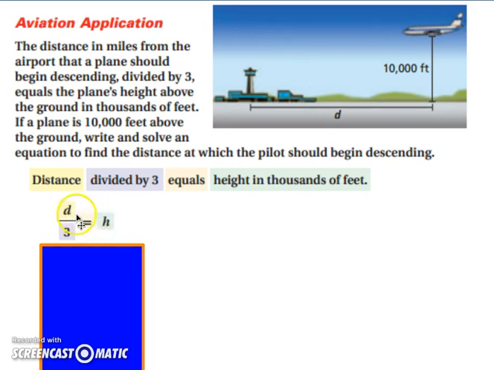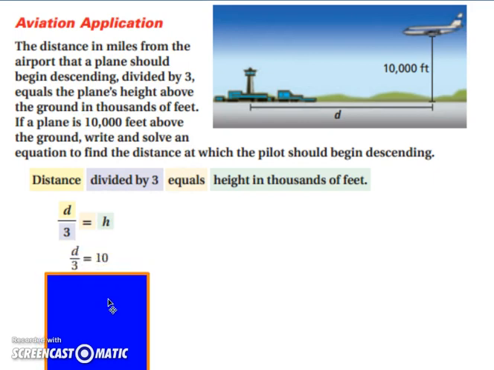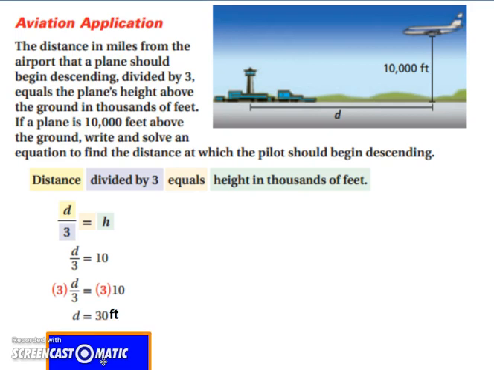What do we know? Do we know our d or our h, our distance or our height? It's asking us to find the distance, so we know our height, and that would be 10, because it's height in thousands of feet. Now we have d divided by 3, so we're going to multiply both sides of the equation by 3, which leaves us with 30 miles.